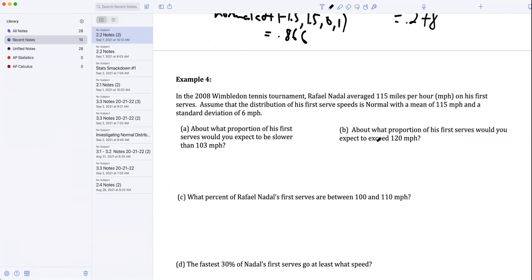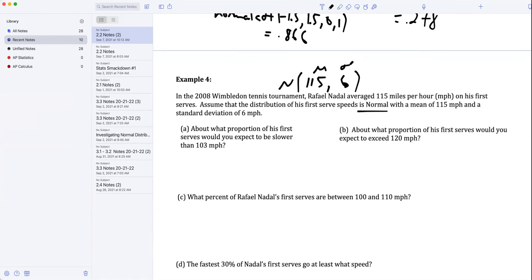So in the 2008 Wimbledon tennis tournament, Rafael Nadal averaged 115 miles per hour on his first serve. Assume that the distribution of his first serves is normal. So we've got a normal distribution with a mean of 115, standard deviation of 6. That's mu and that's sigma. Part A says, about what proportion of his first serves would you expect to be slower than 103 miles per hour?